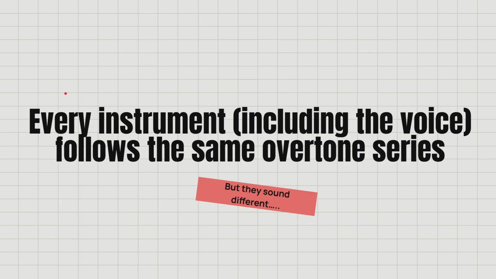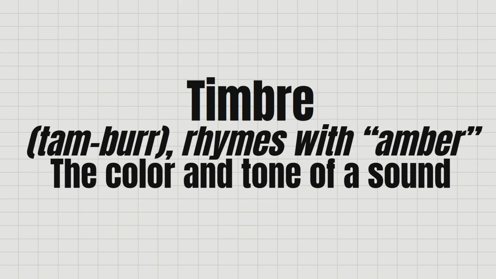Okay, every instrument, including the voice, follows the same overtone series. So this is built into the physics of it. It doesn't really matter what instrument you have. They all have that same overtone series. Unless it's like a sine wave, okay, which is what we were working with last time, they're all going to have the same overtone series. But they sound different. Why do they sound different?